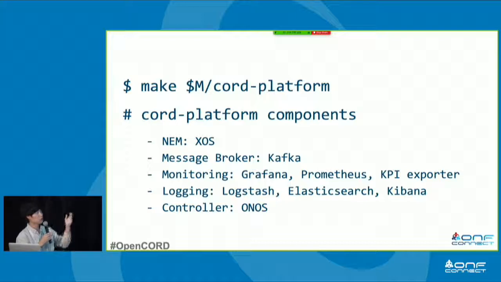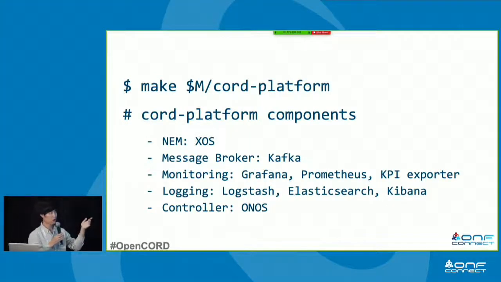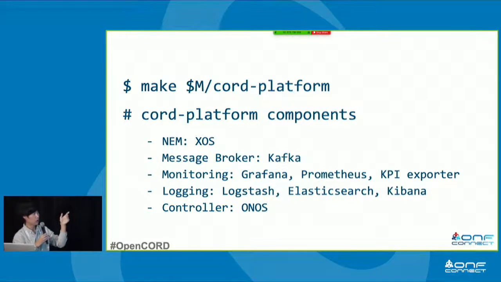So after you insert this command line, the CORD platform Helm chart tries to install these components by default, because we don't have any option to disable these things. So first, XOS will be installed in our cluster, and also the message broker Kafka and monitoring. And monitoring consists of the Grafana dashboard and Prometheus, including exporters, and also the KPI exporter to collect the metrics from the Pod side and also the ONOS side.